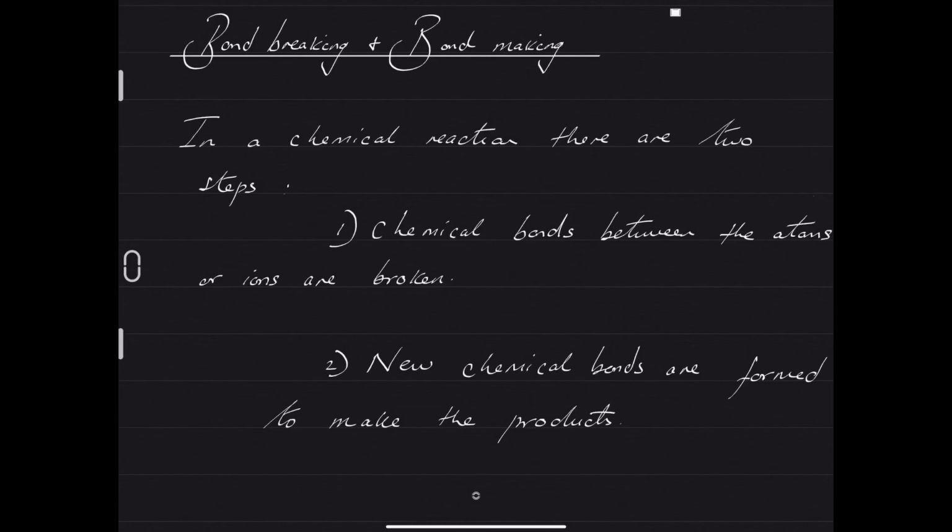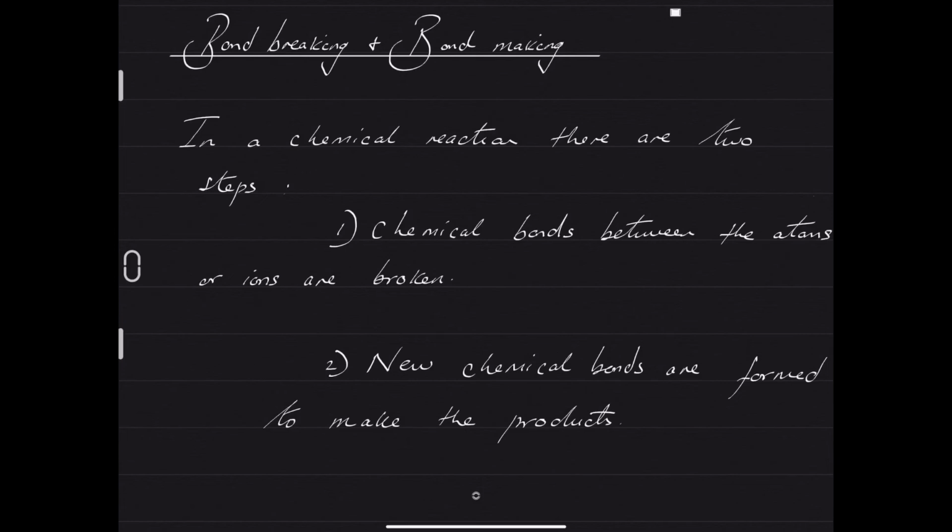simultaneously, because the two processes do not necessarily happen in sequence. All the bonds do not break, and then all the new bonds do not form. The bond breaking and making process happen at the same time. However, when we compare the energy required to break the bonds with the energy released when the new bonds are formed, it gives us the overall energy change. And this is what allows us to decide if a reaction is exothermic or endothermic.